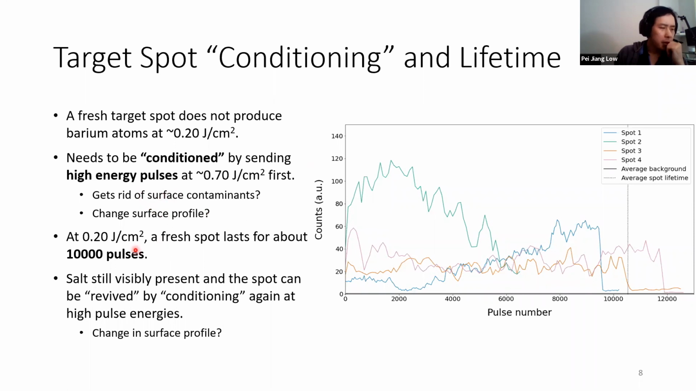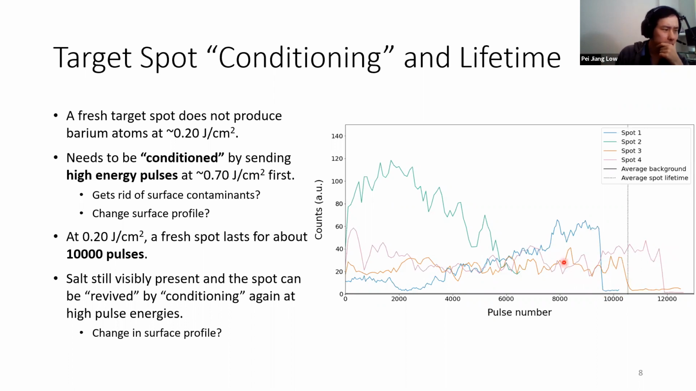Once you have an activated spot, we are also interested in finding how long it lasts. At 0.2 joules per centimeter square, we find that a fresh spot lasts about 10,000 pulses. If you look at this graph, this is the neutral barium fluorescence count versus the number of times we send pulses to the same spot, and these different color lines are for different spots. Some drop off close to 10,000, some after 10,000. On average, it is about 10,000 pulses when it drops off.